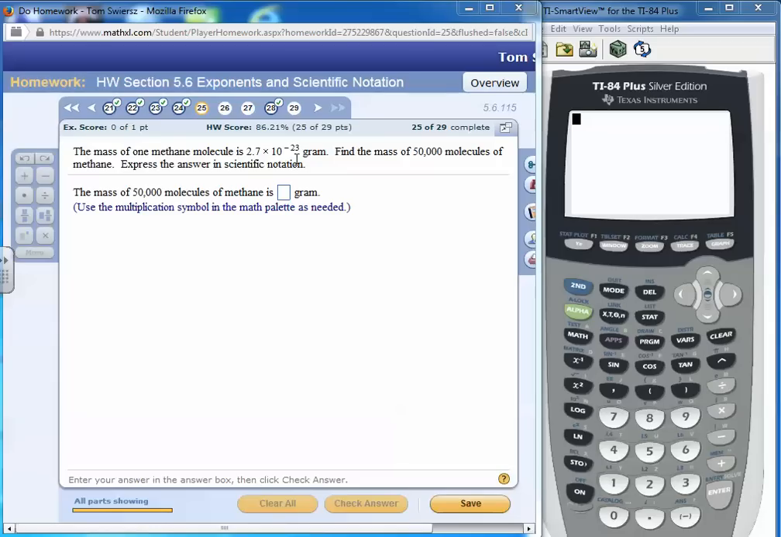Okay, now each molecule weighs a certain number of grams. So to find the mass of 50,000 molecules, we would have to multiply, right? Like if one molecule weighed 2 pounds, then 3 molecules would weigh 3 times 2, which is 6 pounds. So definitely you multiply. You can take the number of molecules. You don't have to put it in scientific notation.